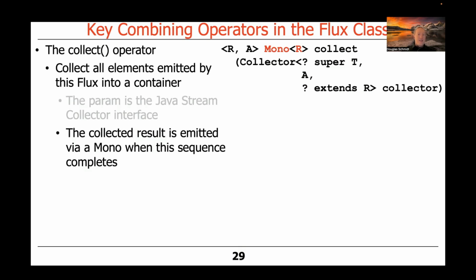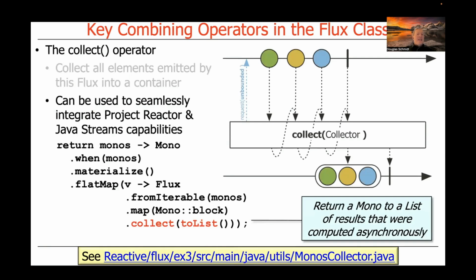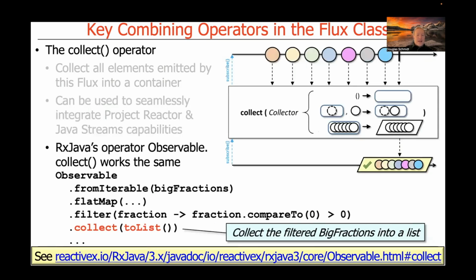Now, you can do many things with collect, but one of the things you can do with collect is you can use it to seamlessly integrate Project Reactor and Java Streams capabilities. So here's an example where we have Project Reactor being used to wait for a bunch of asynchronous operations to complete, and then we are going to collect it into a list, and then we can use that with Java Streams. So it's pretty cool. RxJava can do the same thing.